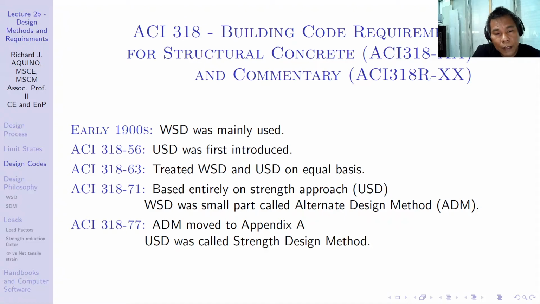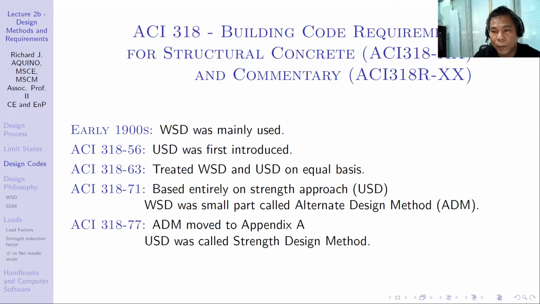Hi, today we will discuss the history of the ACI and the NSCP. ACI means the American Concrete Institute, especially the ACI 318. We call it the building code requirements for structural concrete. As you can see, we have the symbol ACI 318-XX. XX means the year it was updated.